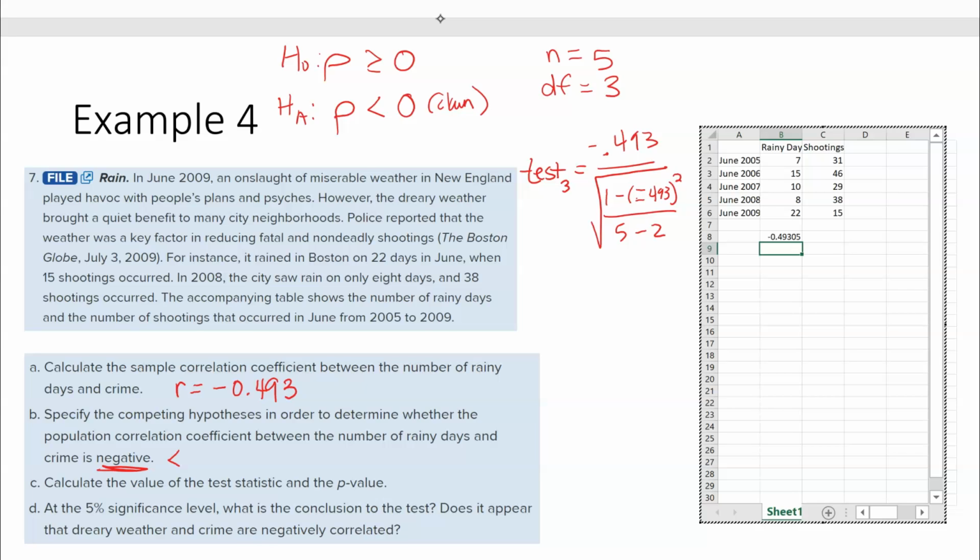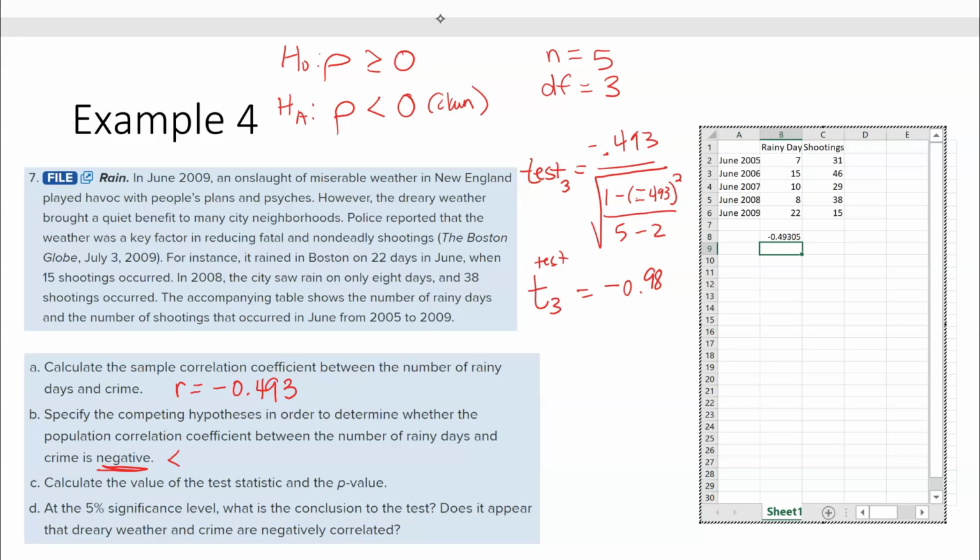And then I'm going to divide negative 0.493 by my answer, and I get my test t is equal to negative 0.98. And you could say that, or you could say 1, whatever you want for rounding. The less you round, the better it is. So that's our test statistic.